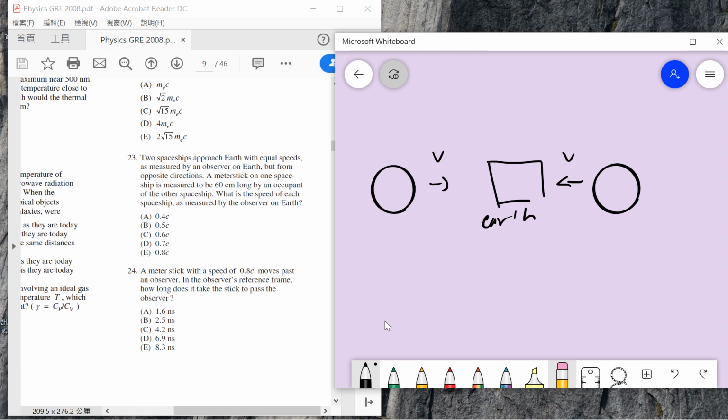And it asks about a meter stick. A meter stick means the original length is 1 meter. The meter stick on one spaceship is measured as 60 centimeters, so basically the length shrank to 3/5. So what is the speed of each spaceship?